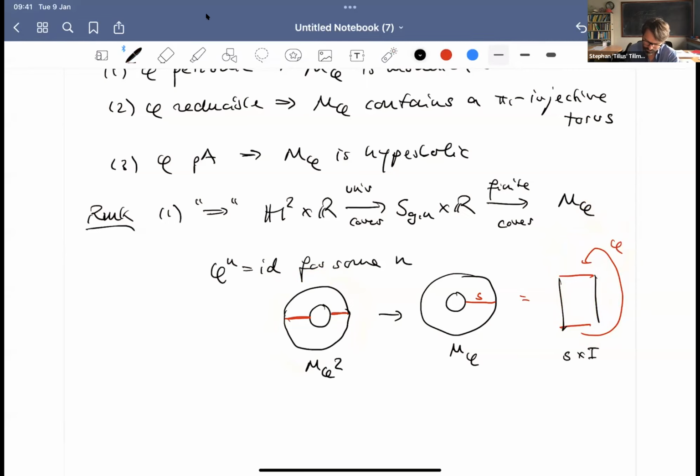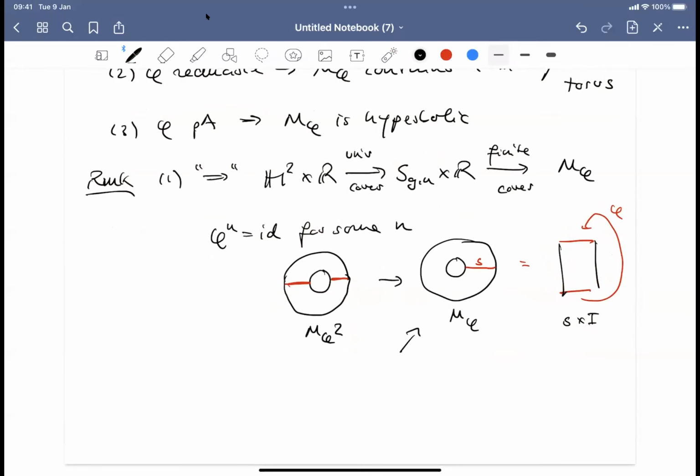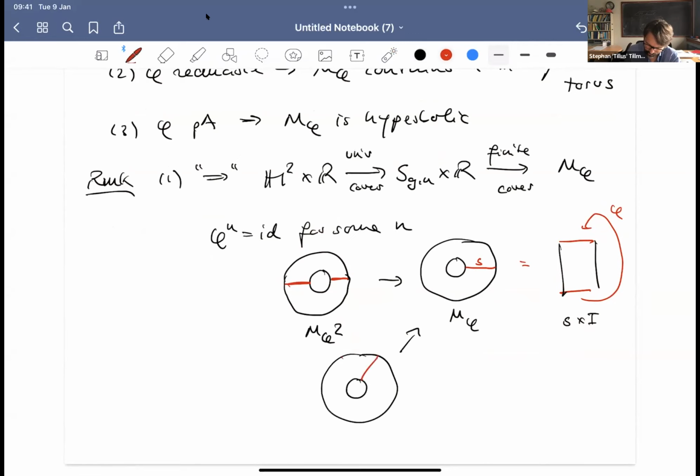Okay, and so this of course works for any n. If I do this as an n-fold covering, here I should have said this is really a 2-to-1 cover. And here I can build an n-to-1 covering if I build M_phi to the n. But now if phi to the n is the identity, then I've just glued top to bottom as they are.